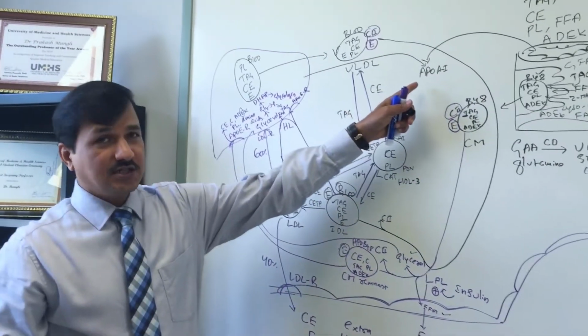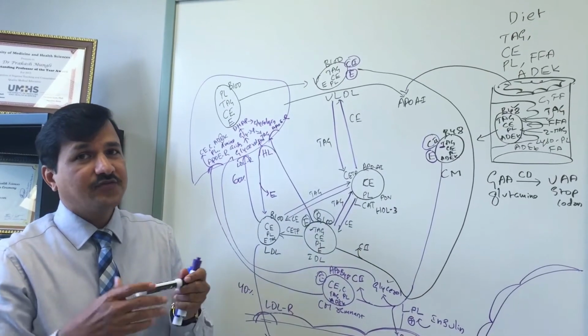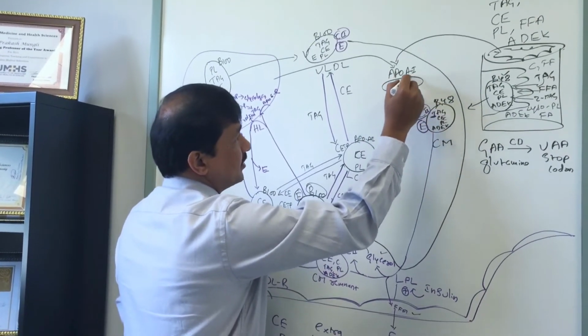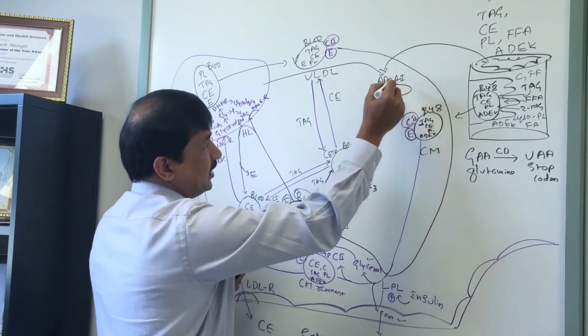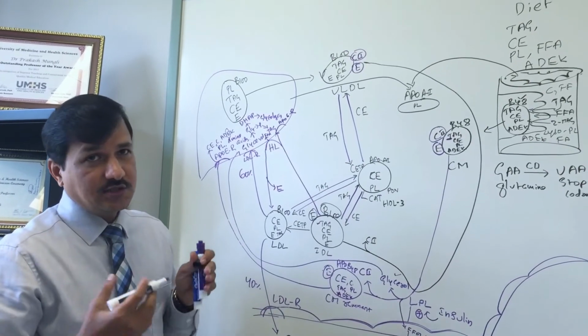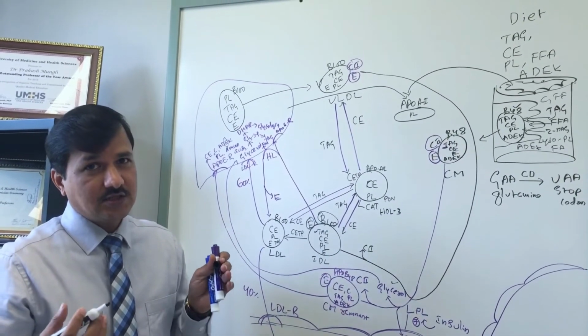As it is synthesized and secreted by the intestine and the hepatocyte, ApoA1 brings phospholipid along with it. So there will be ApoA1 along with the phospholipid. Once it is in the circulation, this ApoA1 is going to recruit different proteins that are there in the circulation.